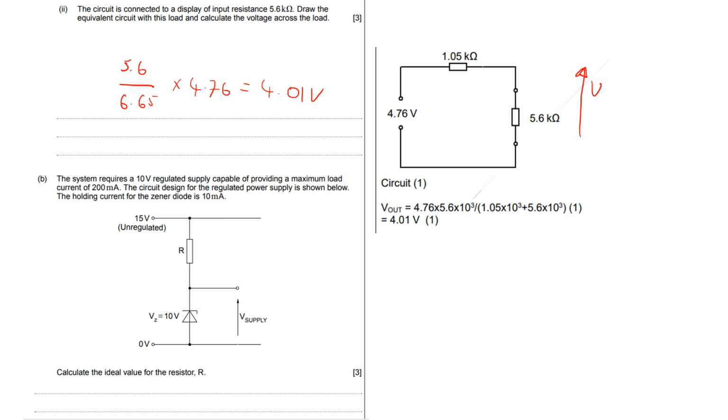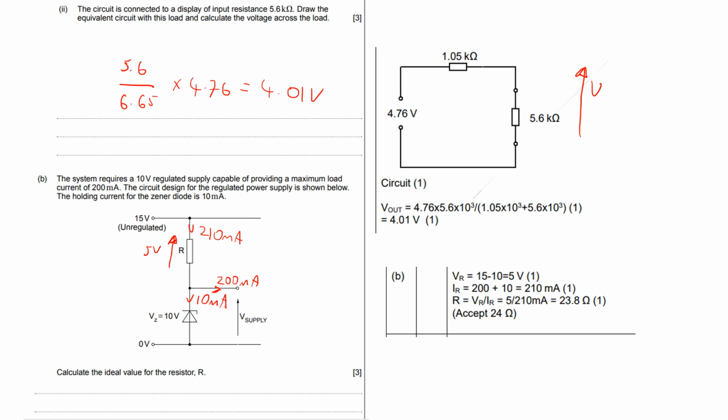Okay, and then this one's dead easy. Remember this one, load current of 200. The Zener diode needs 10. It's just Ohm's law, look. So easy, Ohm's law. 210 milliamps, dead easy. What's the voltage across there? 5 volts. What's the resistor value? 5 divided by your 210. Let me show you the answer for that. Gives me 23.8 ohms. You can see across there, 23.8 ohms.